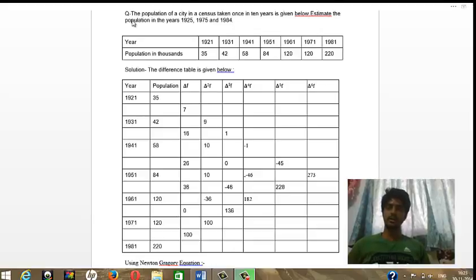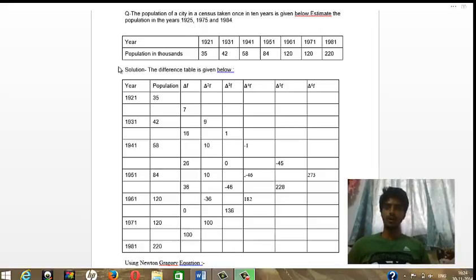The numerical is: the population of a city in a census taken once in a 10-year period is given below. Estimate the population in the years 1925, 1975, and 1984. The following estimation is given here in years, and population is given in thousands. The question asks us to estimate the population in the years 1925, 1975, and 1984.